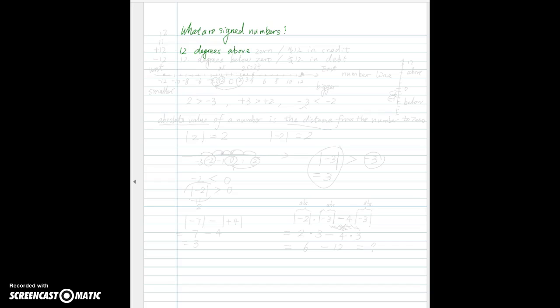We may not say positive or negative, but in mathematics we can describe 12 degrees above 0 as positive 12 and 12 degrees below 0 as negative 12, or we say minus 12.